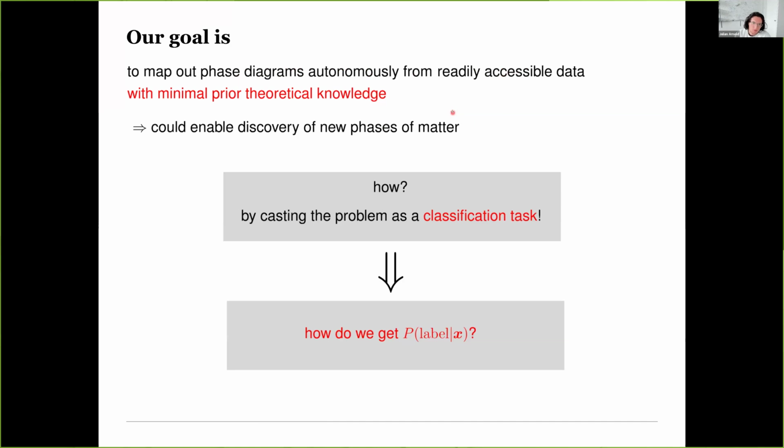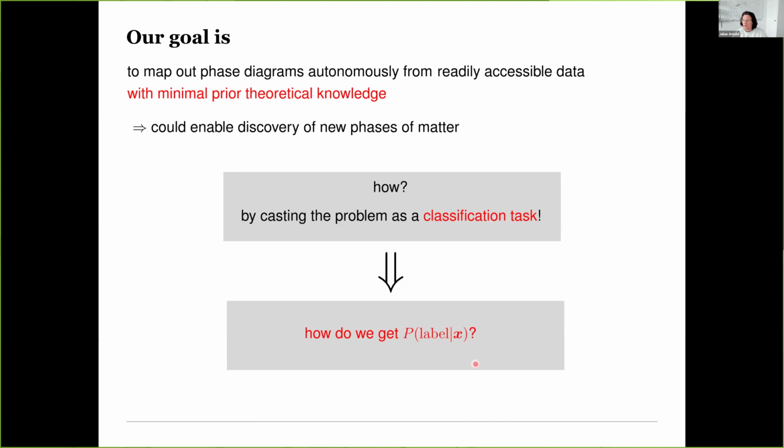So now coming back to our goal of mapping out phase diagrams from data, we've seen that we can cast it as a classification task. And to solve this classification task, we need to know P of label given X. So that's what it all boils down to. And so far, we've assumed that we have access to that quantity, but usually we don't. So usually we just have access to data, and we need to model it somehow.